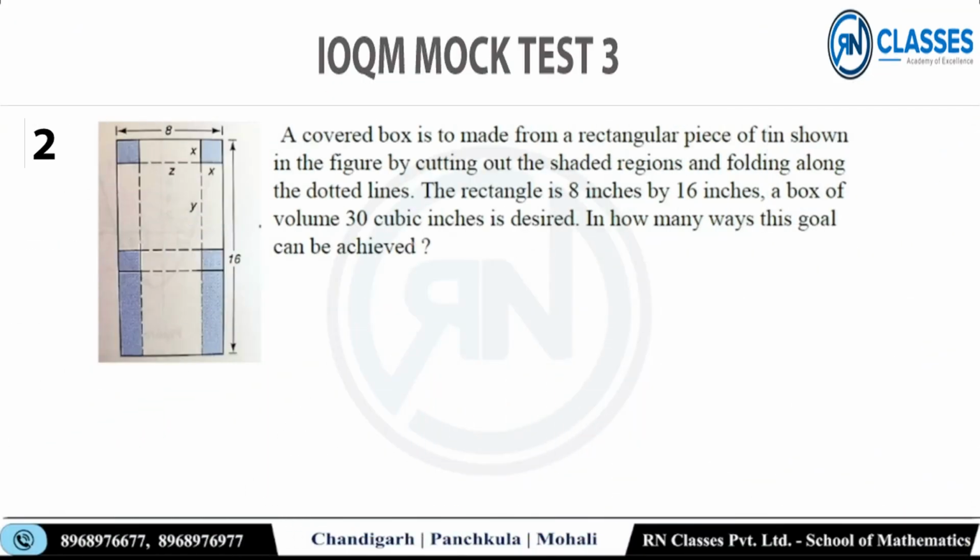A covered box is made up of a rectangular piece of tin, shown in the figure as given, by cutting out the shaded region and folding along the dotted line. Okay. The rectangle is 8 inches by 16 inches. A box, meaning I have to consider that when I fold on the dotted lines, you can see the dotted lines, right? I have marked them also. If I fold on the dotted lines, it will form a cuboid.